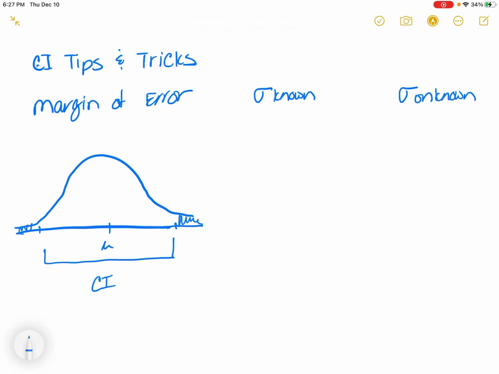Right? And so our margin of error in this situation, it would be z. Right? And that is the z times r. Right? And then our margin of error, if sigma is unknown, would be our t.